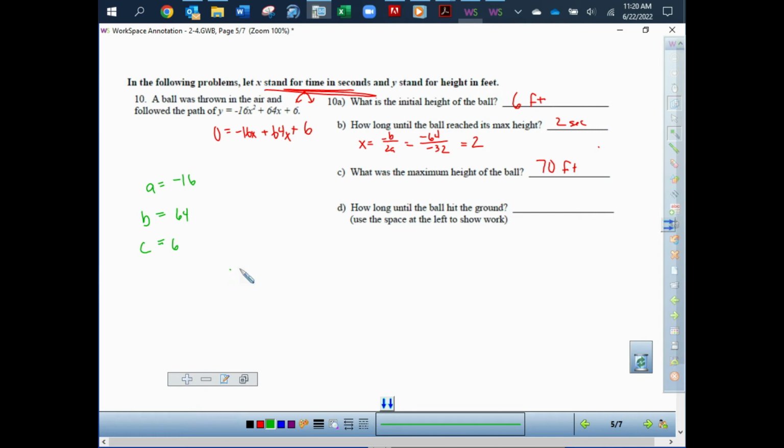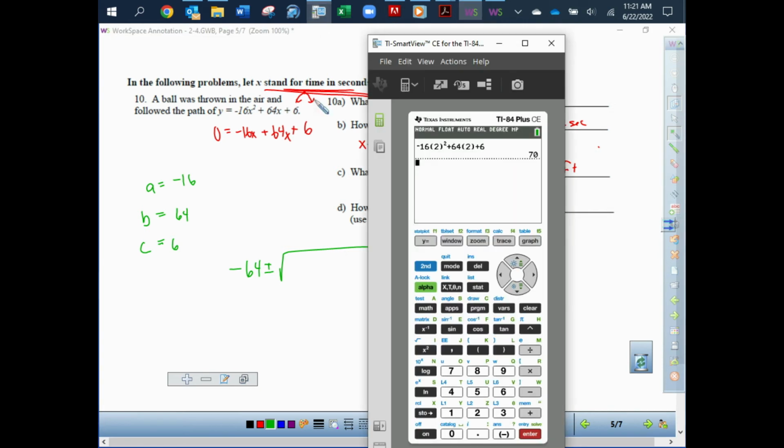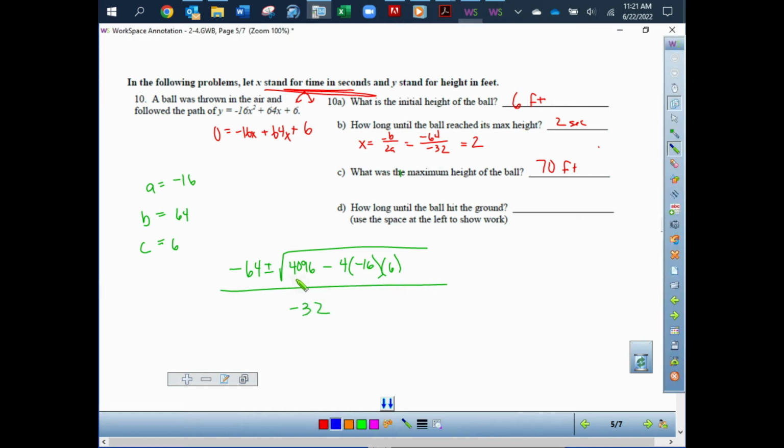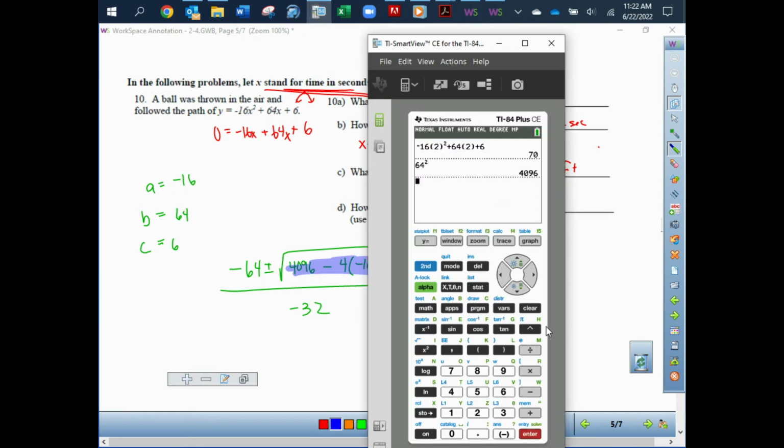So quadratic formula, opposite of b, plus or minus the square root of b squared. I'm going to go ahead and figure that out ahead of time. 64 squared. Remember, that's always going to be a positive number, so that's 4,096 minus 4 times a times c, all over 2 times a. Now we get to find that discriminant, so that's this cool number underneath here. So I'm going to do that all in my calculator. Don't put the radical around it.